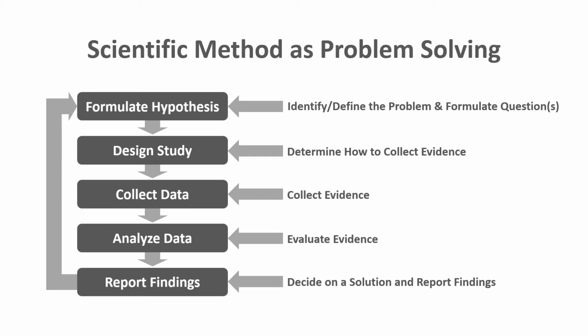So as the first phase of problem solving, we're really talking about identifying and defining the problem and formulating questions. And then the second phase is determining how we're going to actually collect evidence to solve the problem and to answer those questions that we formulated in the previous phase. And then we're going to go about collecting evidence, evaluating that evidence, and then finally decide on a solution and report out the findings. So as you can see, these 5 different phases or steps correspond to the 5 different steps or phases of the scientific method or scientific process.